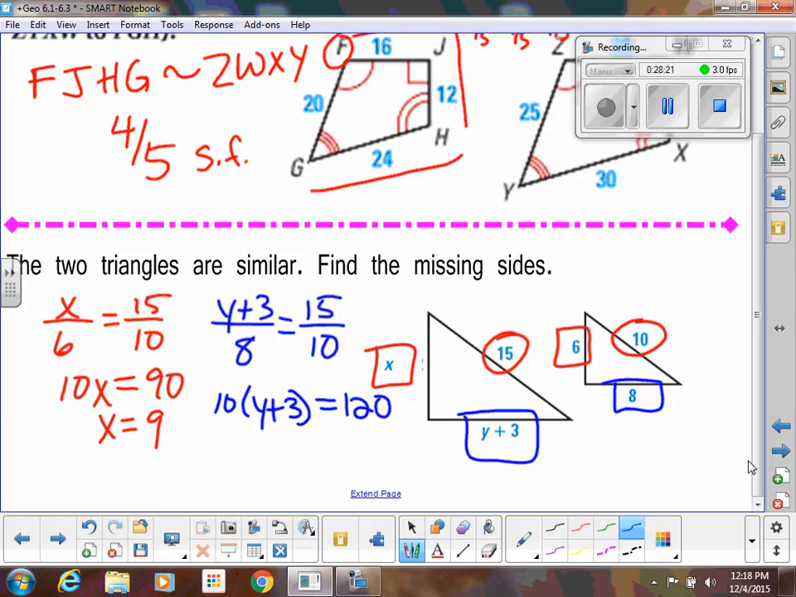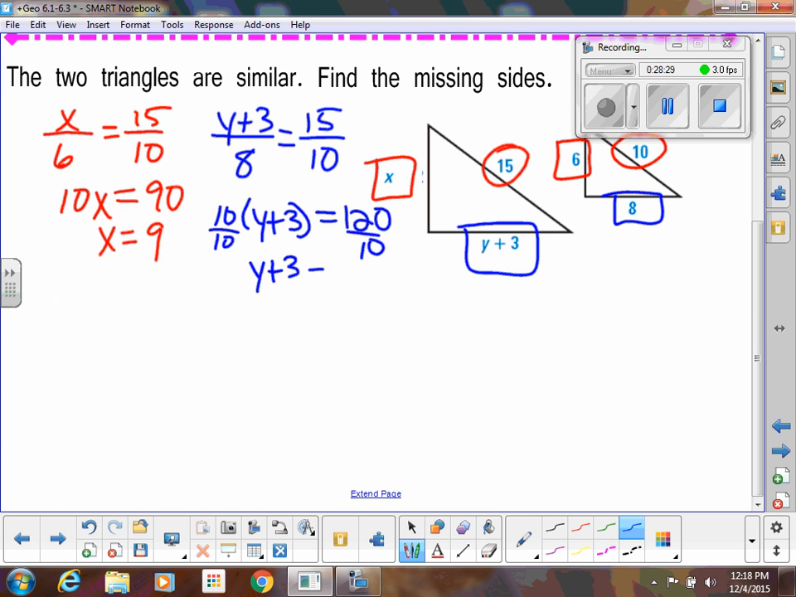Now I could distribute that 10. Rather than distributing, I'm just going to divide both sides by that 10. It'll make my numbers smaller. So I'm going to get Y plus 3 equals 12, and then Y is going to be equal to 9 as well. But remember, that's not the side length. 9 is going to be plugged in, so this side length is 12. Okay. Alrighty then.